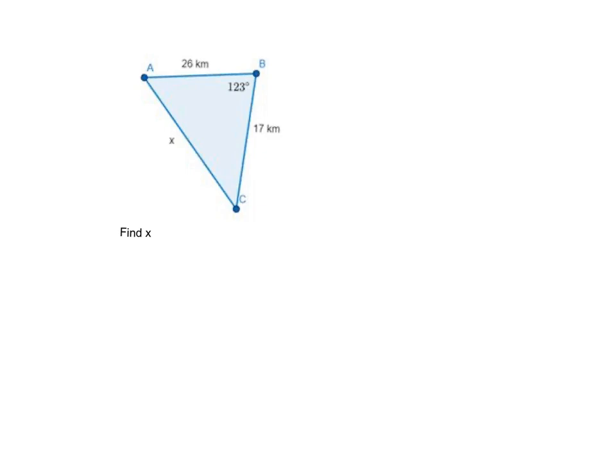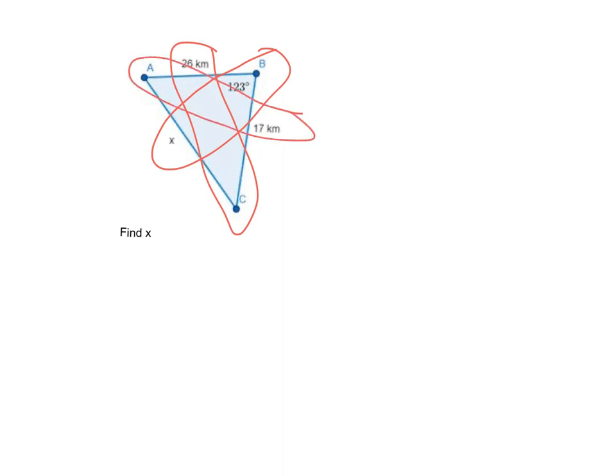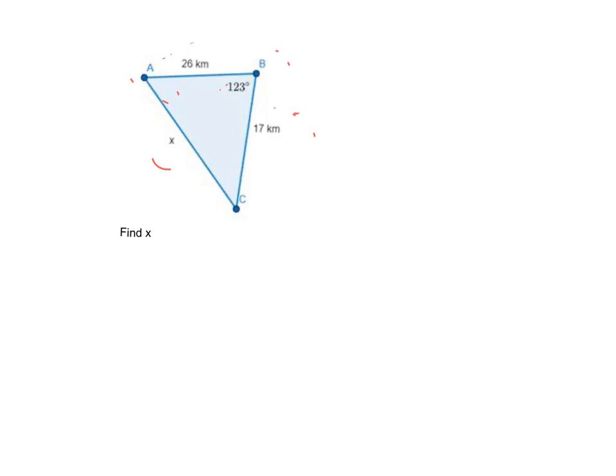So I know I can't use the law of sines in this problem because I don't have two matching sides. I have one matching side here, but if I go here, there's no matching side, and if I go here, there's no matching side and angle. So it's not a good example for the law of sines, which would allow me to write a proportion. So I'm going to use the law of cosines.